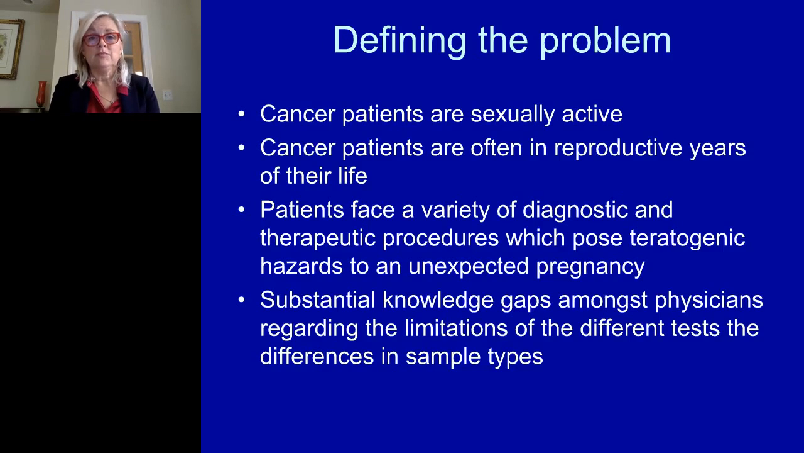So let's define the problem. We know that cancer patients are sexually active, and female cancer patients are often in the reproductive years of their life, yet they face a variety of procedures, both diagnostic and therapeutic, which pose teratogenic hazards if there's an unexpected pregnancy. And there's substantial knowledge gaps amongst healthcare providers, such as physicians and nurses, regarding what the limitations are of the different tests and the different sample types.